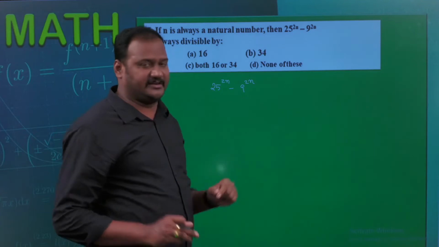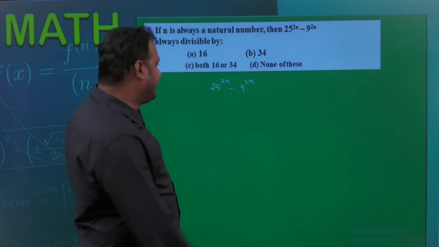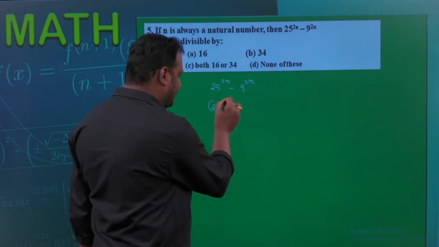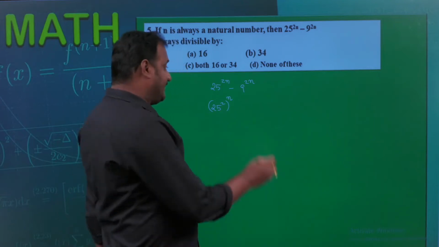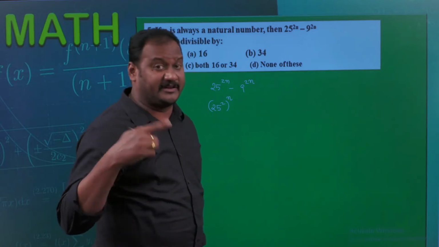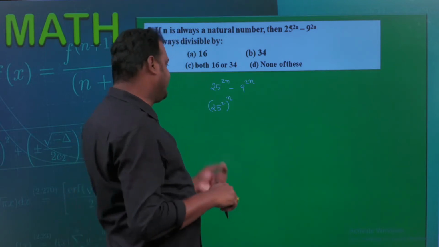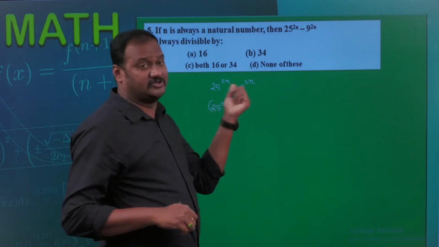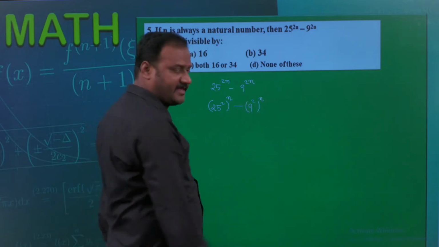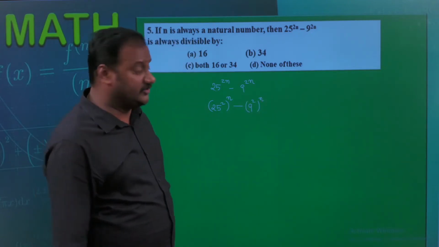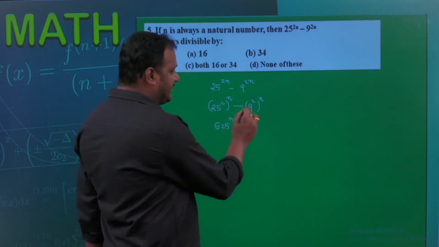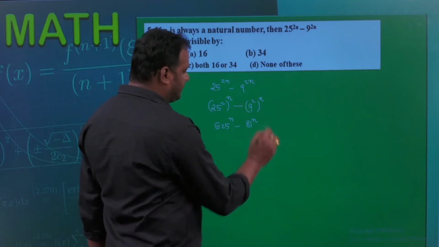See, 2n and 2n. 2n is nothing but 2 multiplied by n. Can I write this 25 to the power of 2n as 25 to the power of 2 whole to the power of n? Because it is already in the form of a to the power of m into n, which is equal to a power m whole to the power of n. So that is why I am writing it as 25 to the power of 2 whole to the power of n. Similarly, I can write this as 9 to the power of 2 whole to the power of n. What is the value of 25 square? It is going to be 625 to the power of n minus 9 square, which is equal to 81 to the power of n.